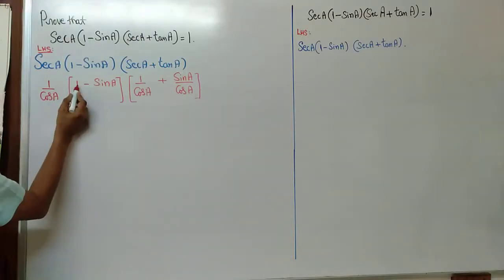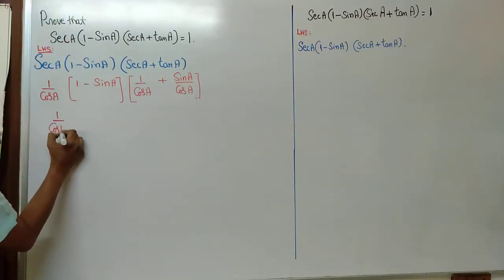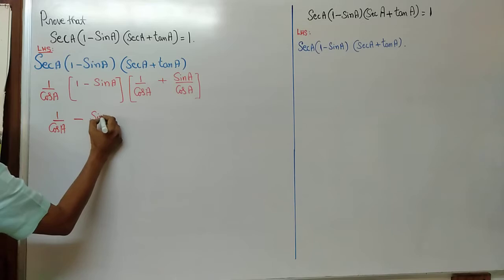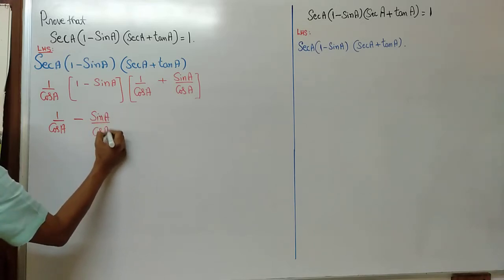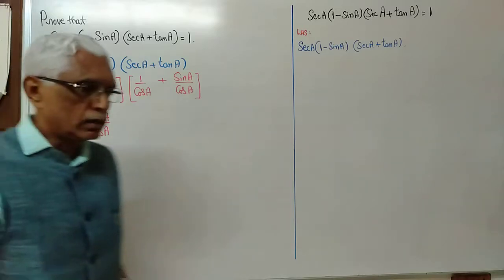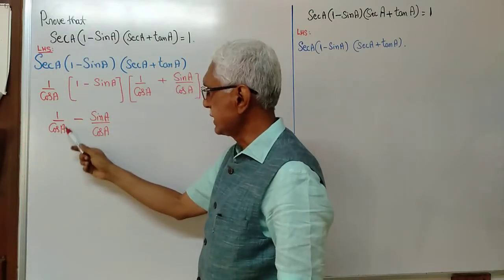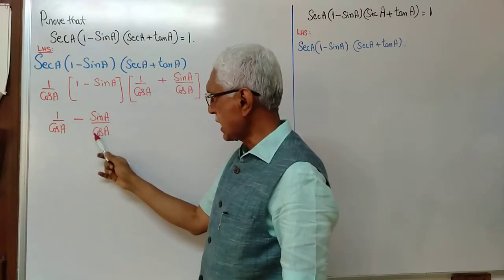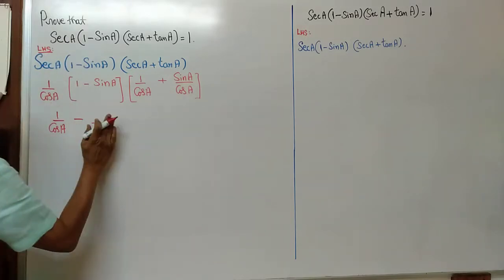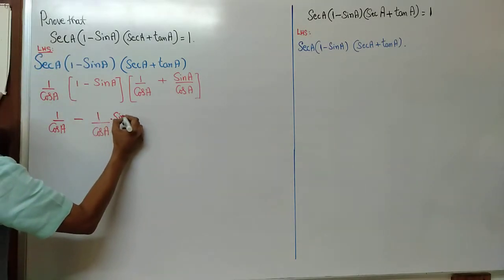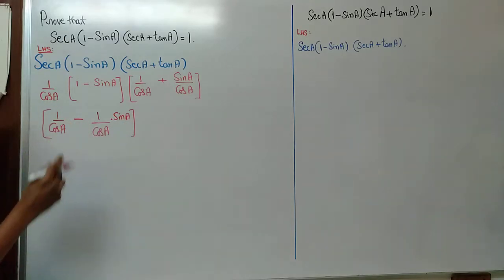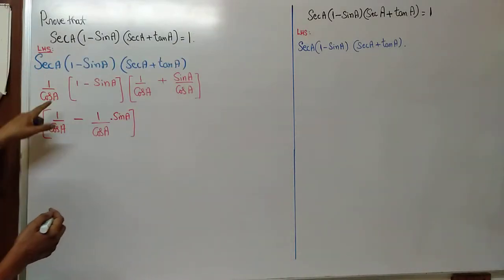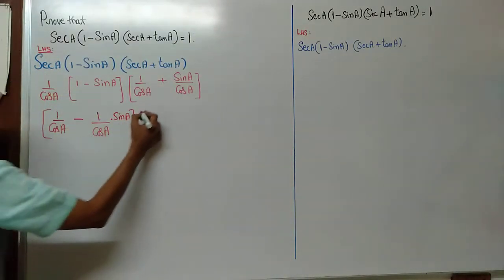1 over cos A into 1 over cos A, minus 1 over cos A into sin A divided by cos A. Please remember, 1 over cos A into 1 is 1 over cos A. 1 over cos A into sin A is sin A over cos A. Okay, you want to write it that way? Please write it, 1 over cos A into sin A. Doesn't matter if it requires one additional step. Okay, so this into this minus this into this, correct?